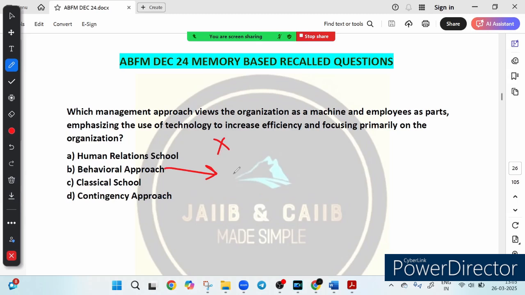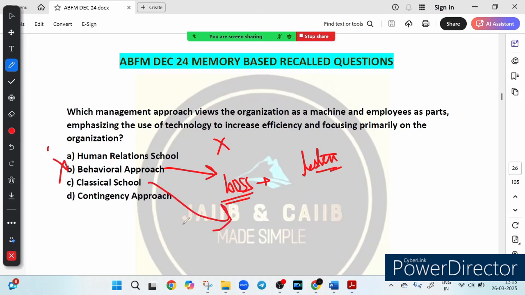What about the behavioral approach? So basically this approach goes beyond motivation. It focuses on understanding human behavior in the workplace. It values leadership style, communication, psychology. So imagine a boss who shouts at employees versus a boss who listens and supports them. So basically behavioral management focuses on training the boss to use a leadership style that boosts employee engagement. So this is not the correct answer.